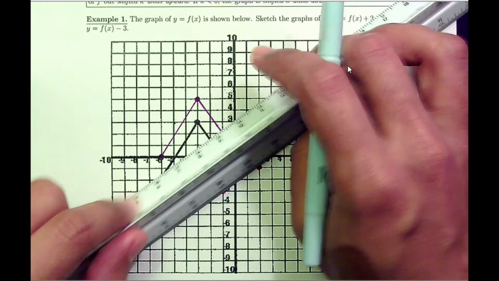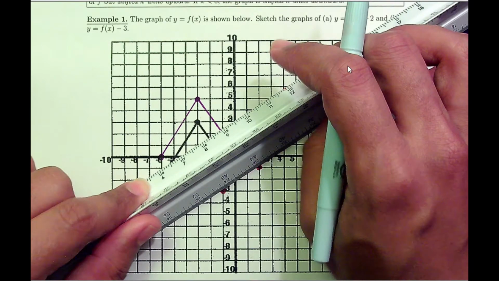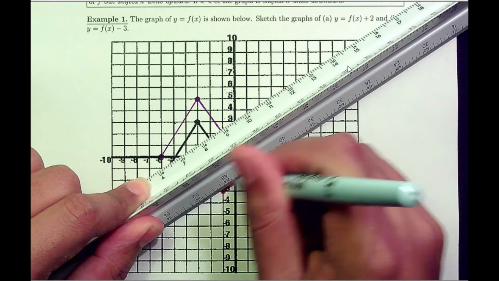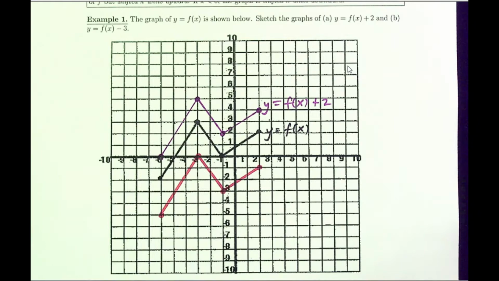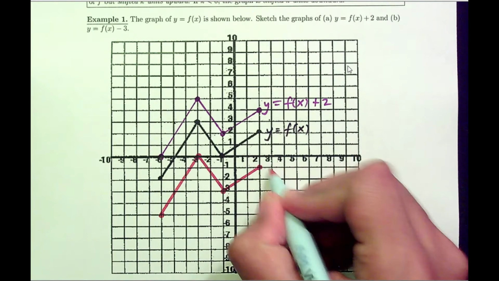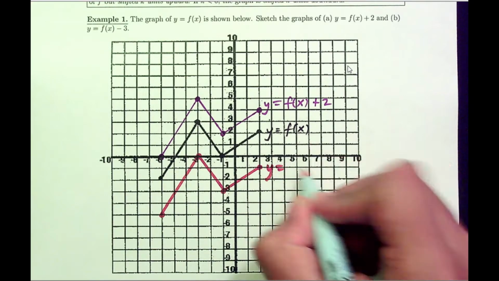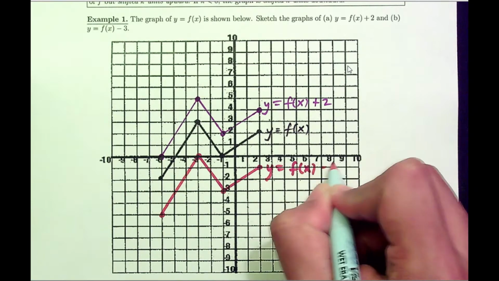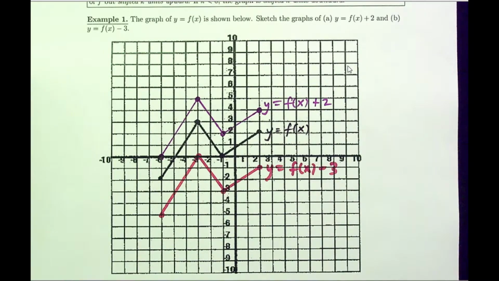And now let's connect these two. Okay, and that is the graph of y equals f of x minus 3. Move the whole thing down by 3.